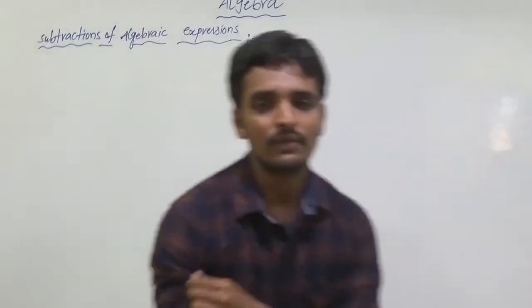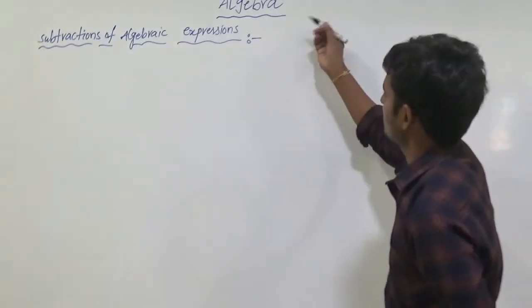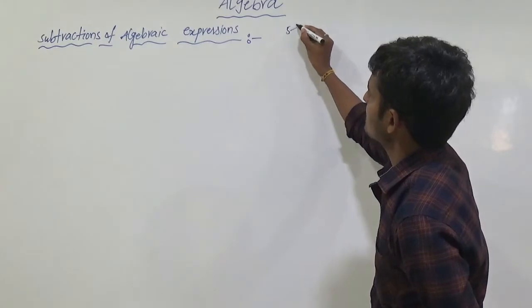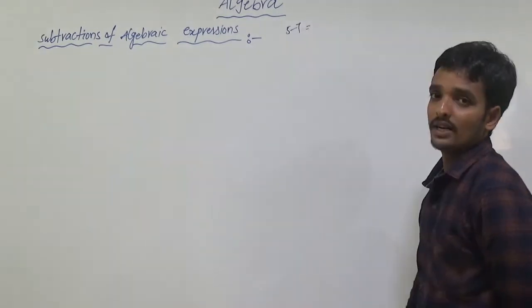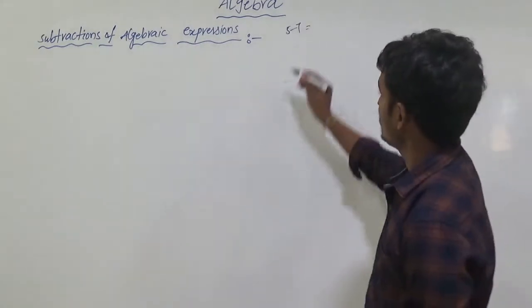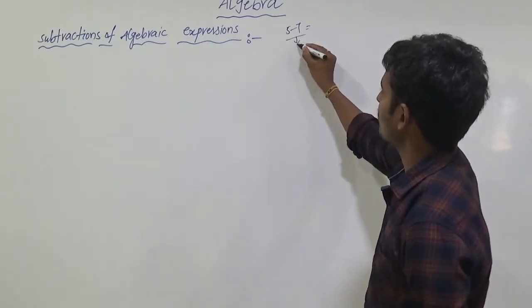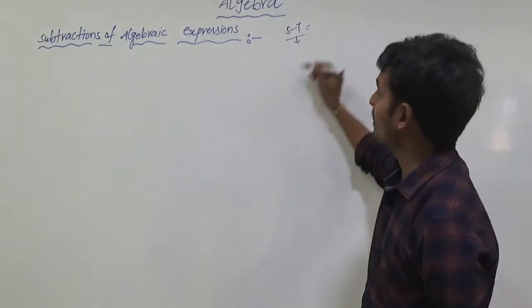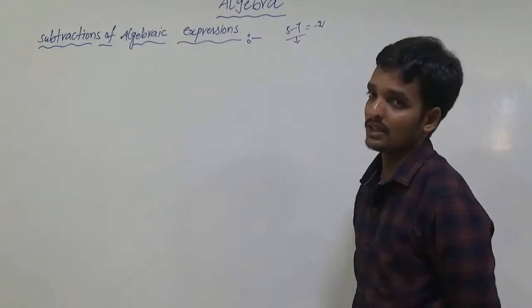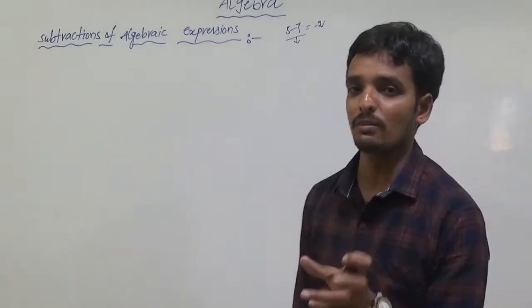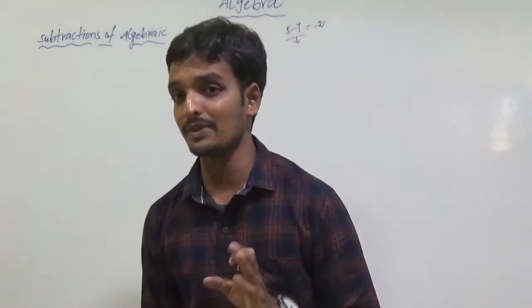Why is it the same? For example, I am giving a question to you in a simple way. 5 minus 7. This is called a subtraction. 5 minus 7 is equal to minus 2. We are thinking there is a symbol between the two numbers, that means this is a minus, that means subtraction.